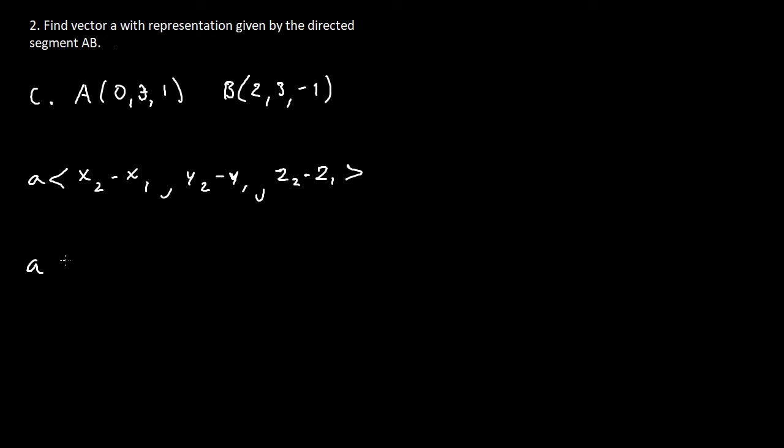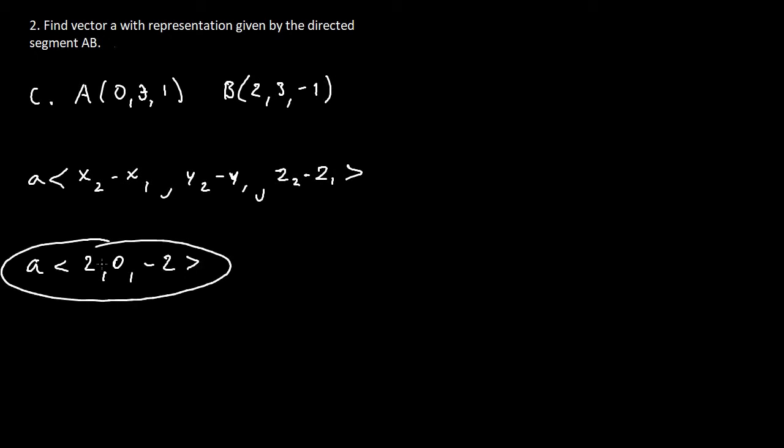So vector A will be equal to, we take first x2 minus x1, so 2 minus 0, which gives us 2, comma 3 minus 3, so that will give us 0. And then finally we have negative 1 minus 1, so that will give us negative 2. And so that is vector A in component form.